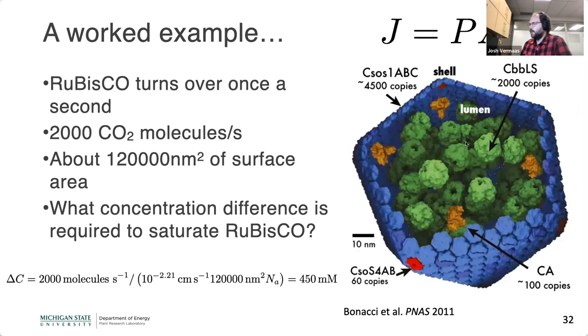And what got us kind of excited, and I'll get to that in a minute, is, okay, if we take 2000 molecules, how much concentration difference could we have from one side of this carboxysome shell to the other? So again, here's our flux. We now know our permeability coefficient. If we want to solve for the change in concentration, because we know that Rubisco turns over about once a second, and if you take this picture over here, we have about 2000 copies of Rubisco with a reasonably sized membrane surface area. The concentration difference between the inside and the outside of this carboxysome actually has to be really big to be able to saturate Rubisco.